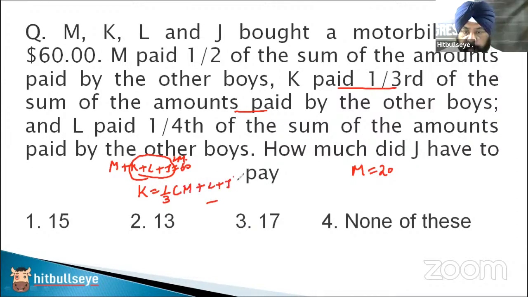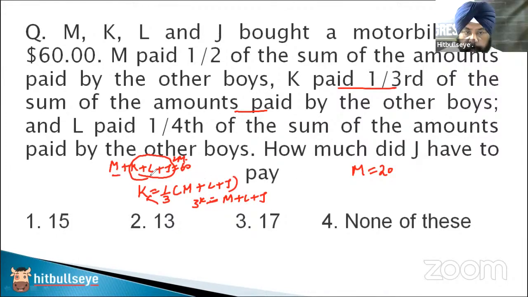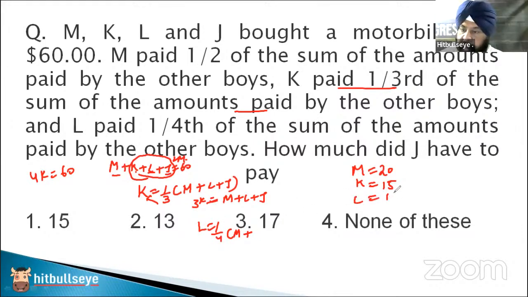K is 1/3 of M plus L plus J. So I may write 3K is M plus L plus J. So in M plus K plus L plus J, M plus L plus J is 3K and 1K is already there. So 4K is 60. So K comes out to be 15. Similarly, L is 1/4 of the others. So L is coming as 12. L will come as 12. So when I add these three, it comes out to be 47. So out of 60, 47 is the share of these three. So the remaining, J will be having a share of 60 minus 47, that is 13. I hope this is clear now.